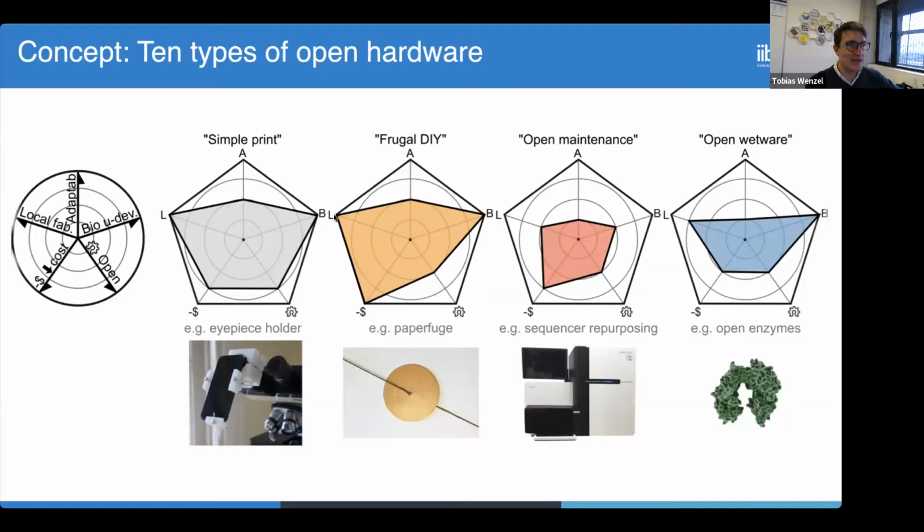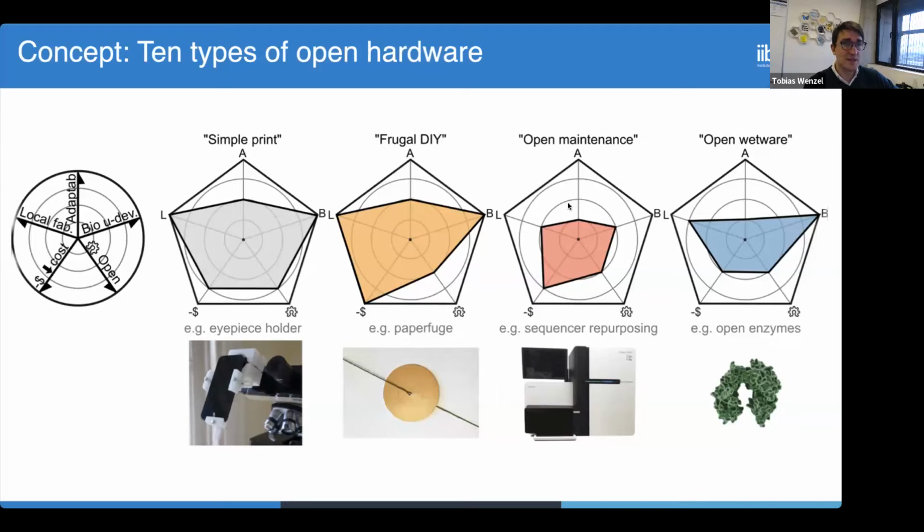So local fabrication, yes, very, very cheap. Users can understand the design and modify it if they want. There are not many files that are shared. They're not for digital fabrication usually. So the files are very accessible, but many of them, or complexity again is limited. The same is for adaptability.